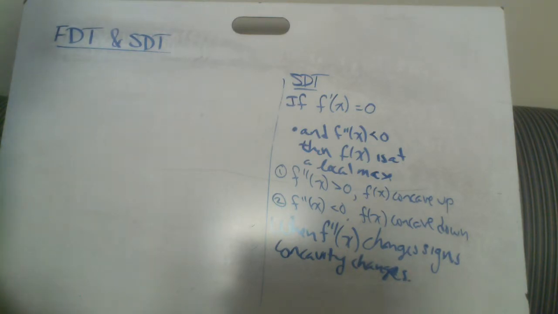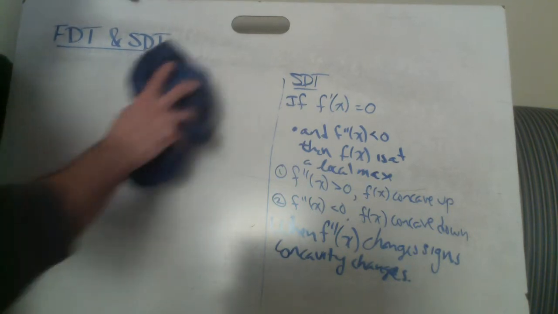Oftentimes, to find that, again, we set it equal to 0, but then we have to test points around the x values that we find to make sure that it is, in fact, changing signs. Again, the same danger as with the first derivative test. And let's take that moving forward. So, all of that being said, here we go with our first function.